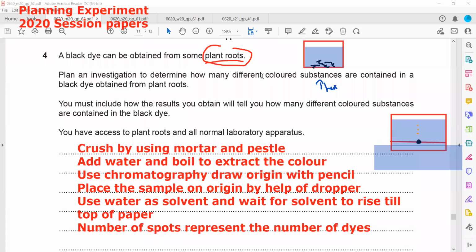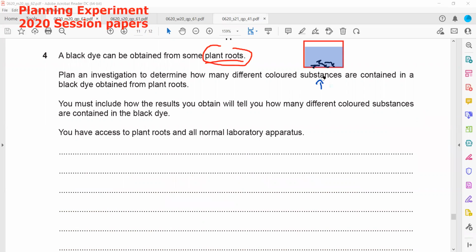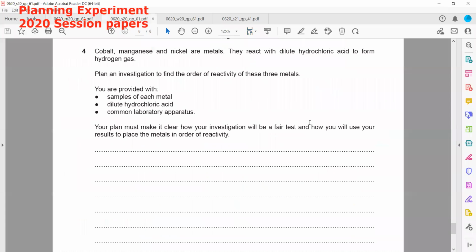That was another experiment, from the Feb March session. The next one is from the May June session. Always the last question is related to planning of an experiment. We have cobalt, manganese, and nickel as the metals. They react with hydrochloric acid to form hydrogen gas. We have to plan an investigation to find the order of these three metals, in terms of which is more reactive, which has moderate reactivity, and which is the least reactive.